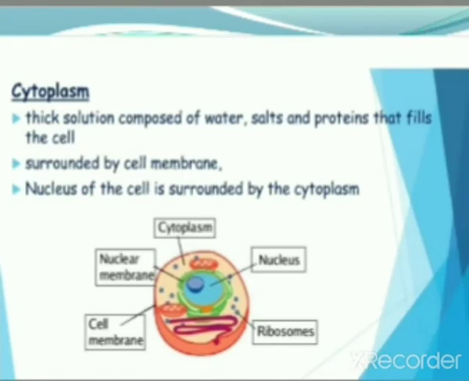Cytoplasm is a thick solution composed of water, salts and proteins that fills the cell. So cytoplasm is a jelly-like semi-fluid substance that is present everywhere inside the cell. If we look at an animal cell from your textbook in figure 5.5, page number 53, all the green-like color inside the cell is cytoplasm, and it is present everywhere in the cell. Many cell organelles are present within the cytoplasm. That means the cytoplasm provides a platform so that the other cell organelles can stay in.